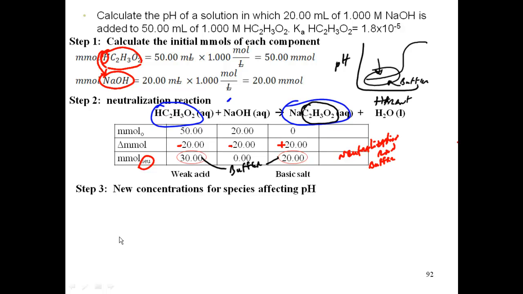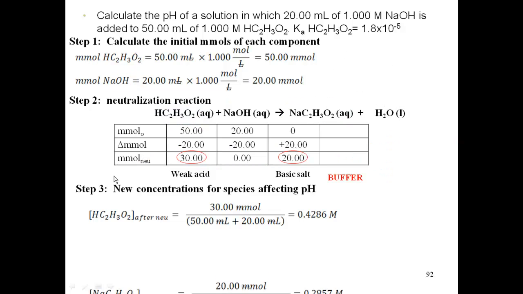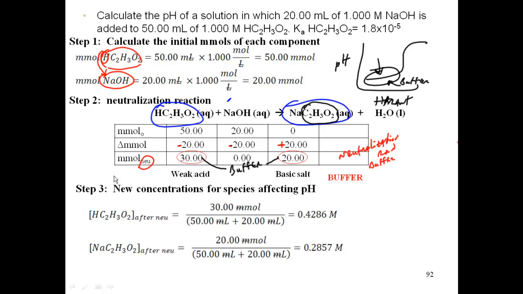So, what I need to do now is figure out my new concentrations of the things I care about, which we said are the acetic acid and the sodium acetate, because what I have here is a buffer. To figure out my concentration of acetic acid, I'll take my 30 millimoles from my neutralization divided by my total volume, which is 50 plus 20, which is 0.4286 molarity. I'll then take my sodium acetate, which is 20 millimoles, divide that by my 50 plus my 20. Notice my millis all cancel out, leaving me a molarity of 0.2857 molarity.